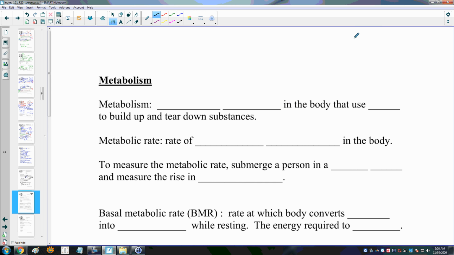Now moving on to the use of energy for microscopic purposes, this would be called metabolism. Metabolism includes biochemical reactions in the body that use energy to build up or tear down substances. And the metabolic rate is the rate of energy usage in the body.